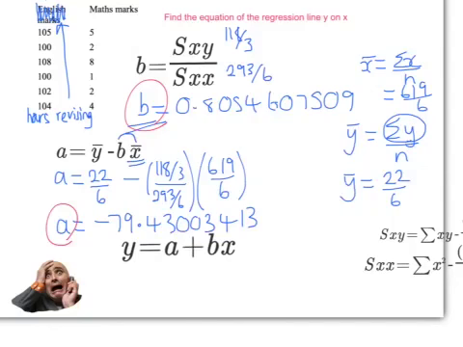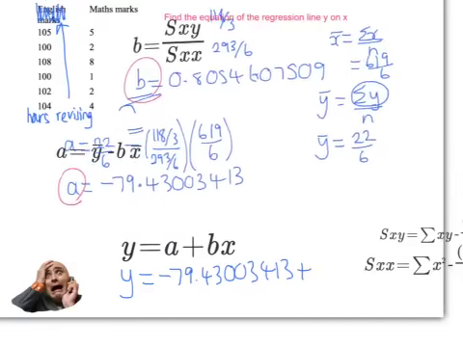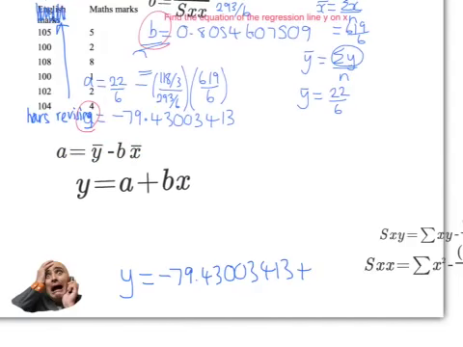So this is the equation of the regression line, and we just pop it all in. So y equals a, minus 79.43003413, plus b lots of x. I'm going to need a bit more space. Let me just move some of this up. Move up. Is he going to move up? No, he's not going to move up.